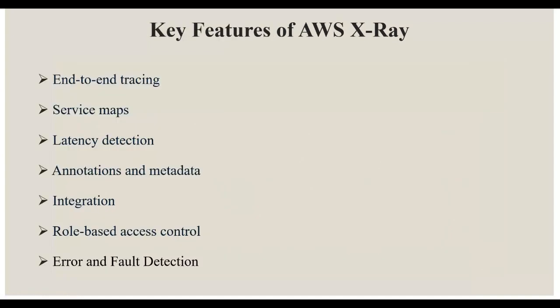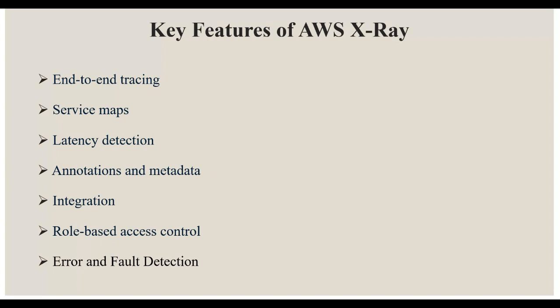So let's move to key features of AWS X-Ray. The key features are end-to-end tracing, service maps, latency detection, annotations and metadata, integration, role-based access control, error and fault detection. So let's see one by one.